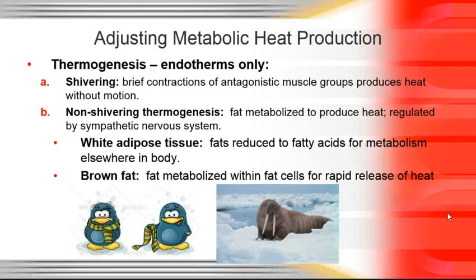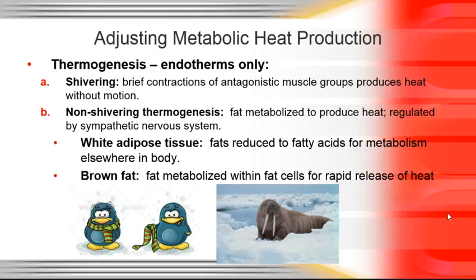Now, first, though, I want to talk about shivering, because there are really two types of thermogenesis, which is an endotherm way of generating heat. This is that metabolic heat production. So shivering is just the contraction of the muscles. It generates heat, okay? You're not actually moving, right? You're just having this brief contraction that gives you that shaking, well, shivering, because that's what it's called.